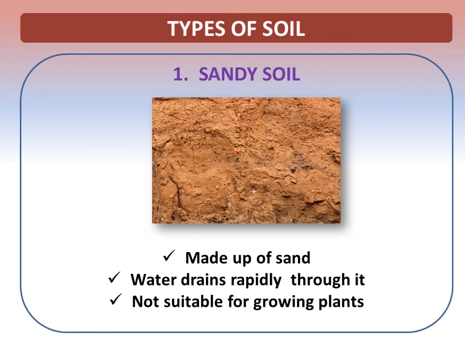Now we will discuss about the types of soil. First one is sandy soil. Sandy soil is made up of sand. It is light in color and is coarse. Sand grains form large spaces between particles. Hence, water drains rapidly through it.